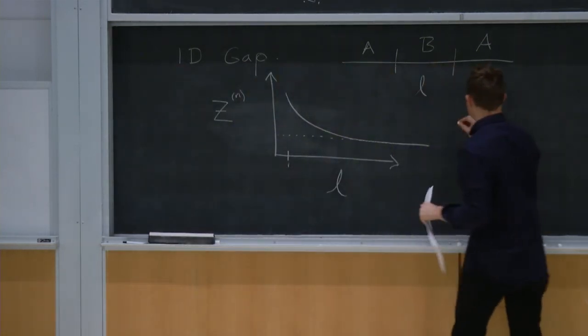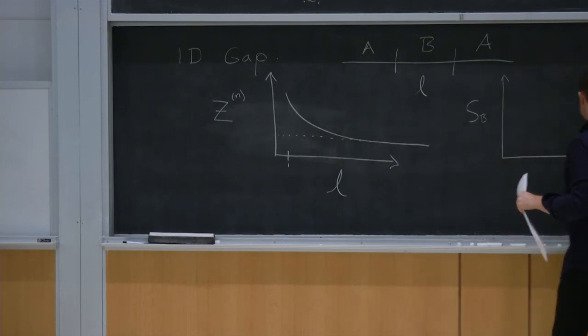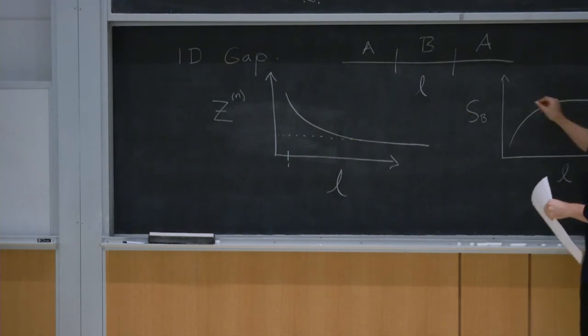So a more familiar way of putting this is in terms of the von Neumann entropy S_B, in which case this graph would look something like this.